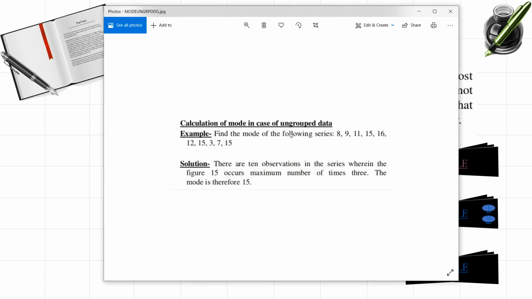This is the calculation of mode in case of ungrouped data. This is very simple. You have to observe which particular term is repeated more number of times in the given data. Here you can see only 15 is repeated more number of times, that is 3 times in the data, which is our mode.